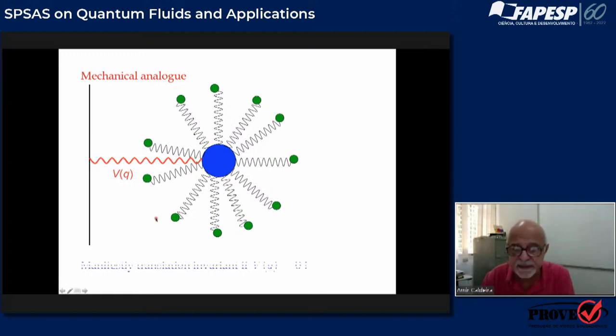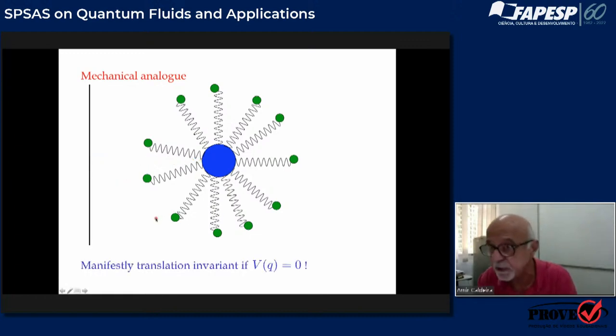And that turns out to be manifestly translation invariant when I have zero external potential. So it doesn't really matter where the particle is. It responds the same way in a sort of uniform environment. So that's what it's saying.